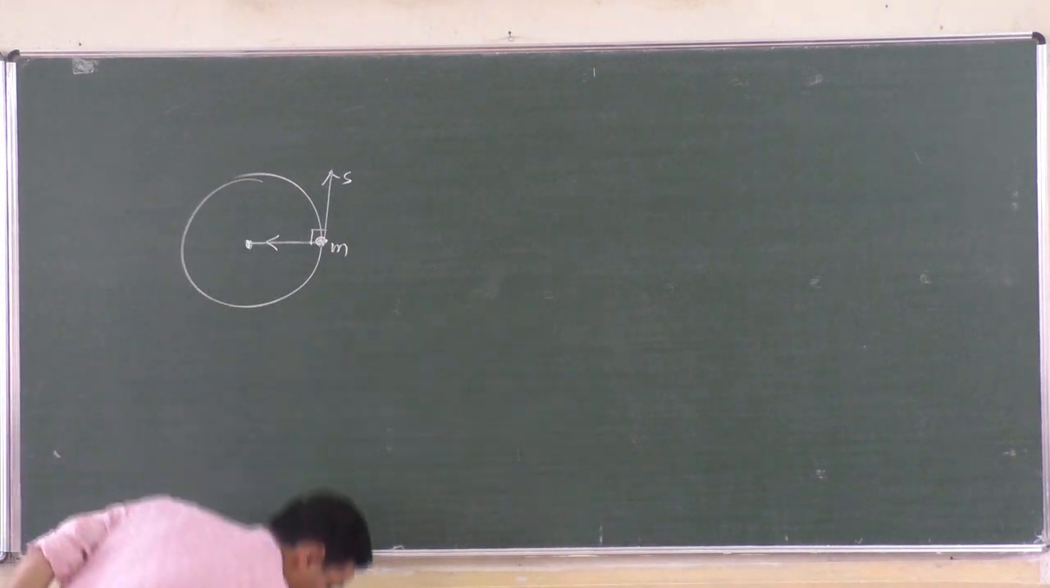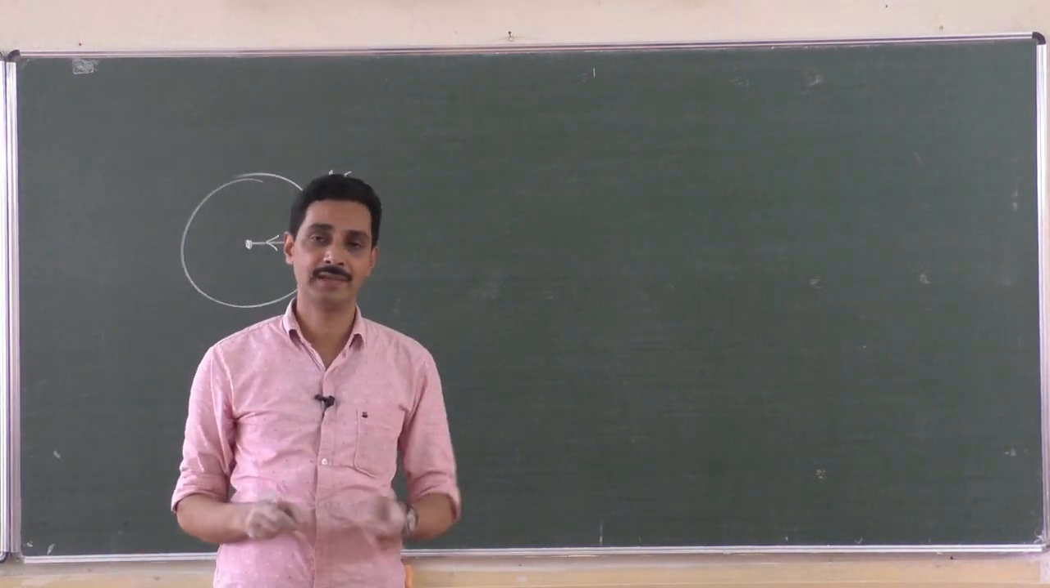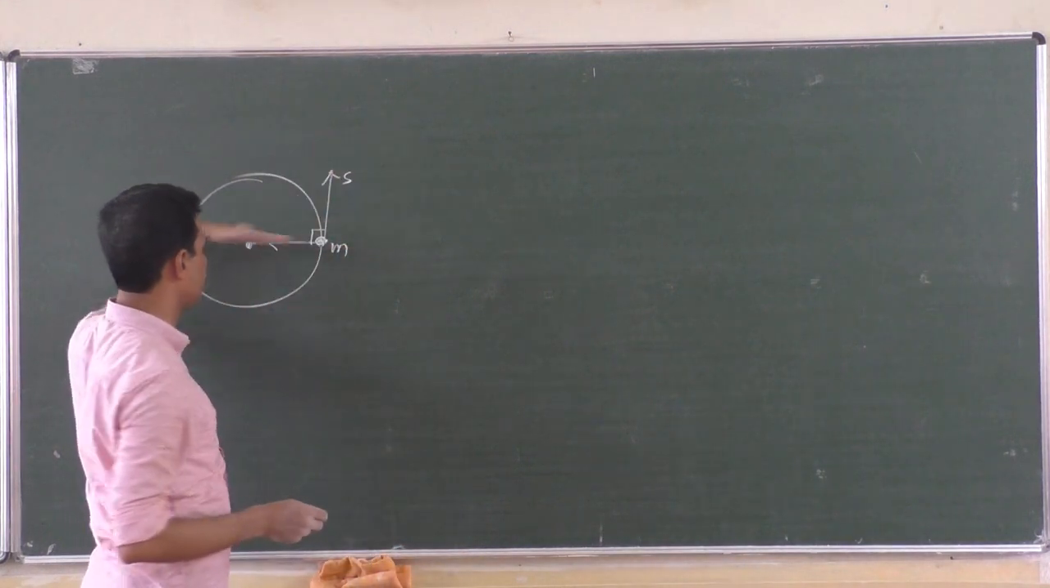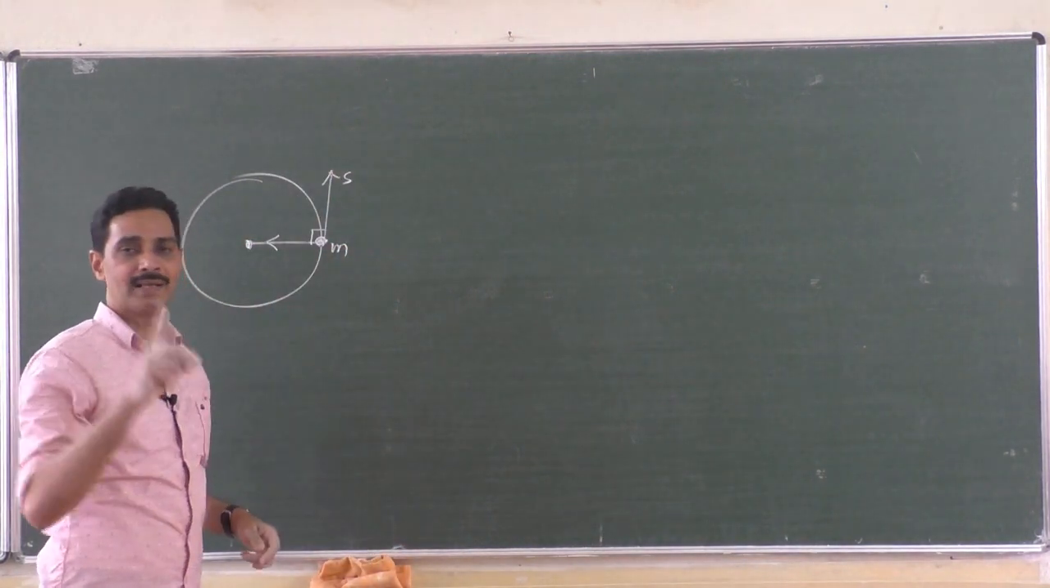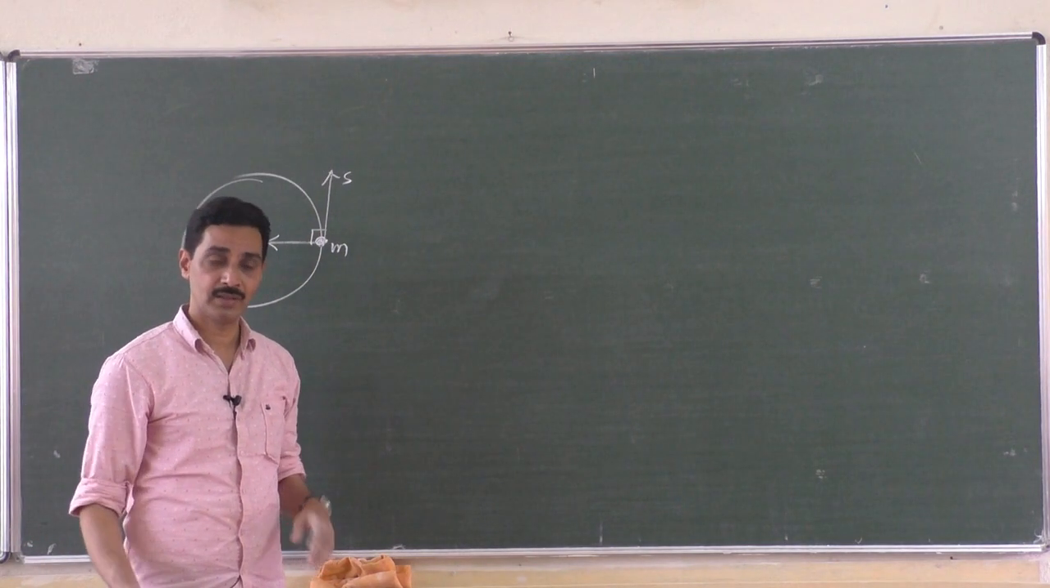Always remember, if the displacement of a particle is perpendicular to the applied force, its path must be a circle. Understood? Displacement of the particle is perpendicular to the applied force. The particle must move in a circular path. There is no other way for it, so it has to go in a circular path.